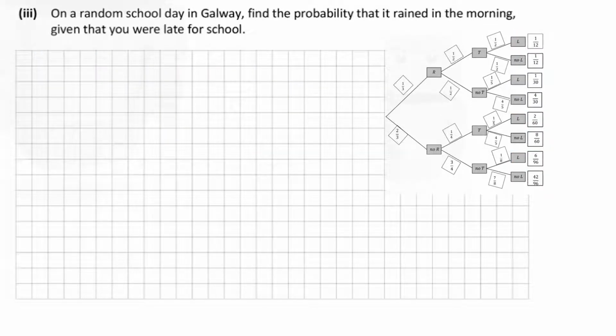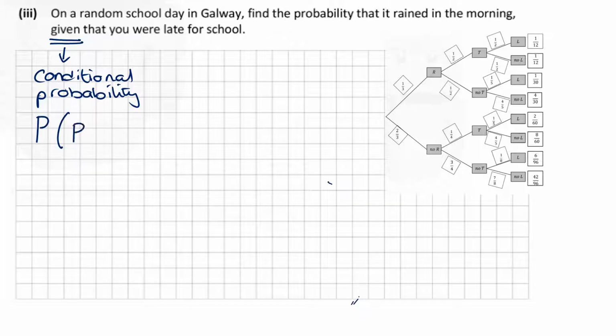So the last part of this question then said, on a random day in Galway, find the probability that it rained in the morning given you were late for school. So this word given is a huge clue that we're dealing with conditional probability. So if you remember your conditional probability. Okay, so it's the probability that it rained given, and it was this straight line down, you were late.